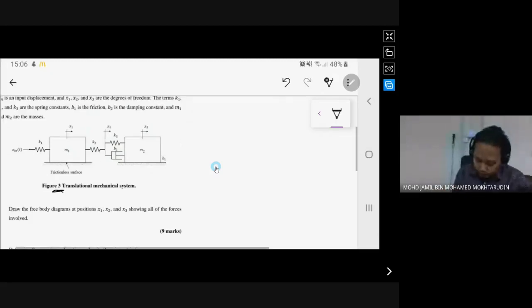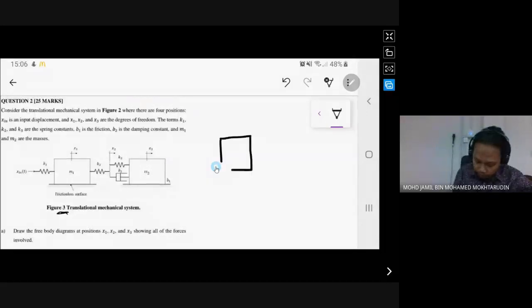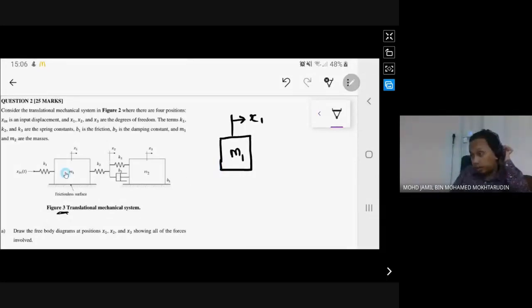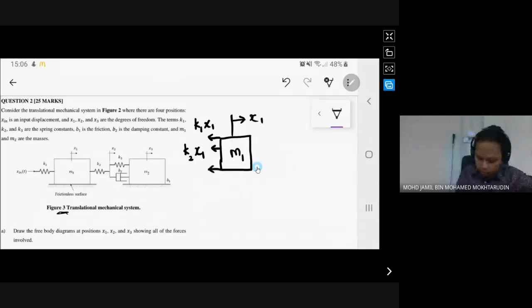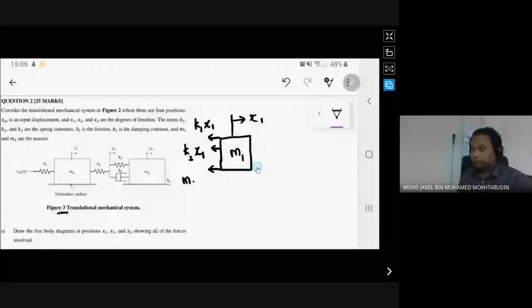So for X1, you have spring K1 and spring K2 connected to this box. So there are two forces acting backward. First force is K1 X1 and second one is K2 X1. And then don't forget the inertia of the box. So you have one more force, M1 X1 double dot.